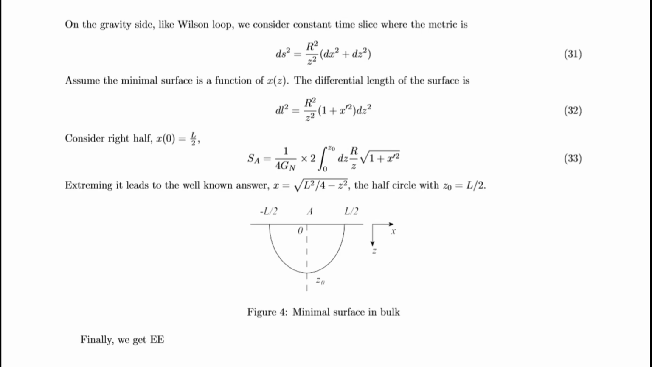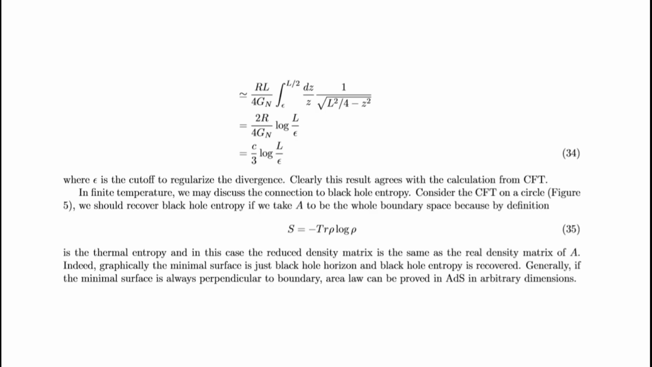On the gravity side, we consider a constant time slice where the metric is this, and assume the minimal surface is a function of x. The differential length of the surface is this. Considering the right half, extremizing it leads to the answer, a half circle with radius r0. Finally, we get the entanglement entropy, where epsilon is the cutoff to regularize the divergence. Clearly, this result agrees with the CFT calculation.